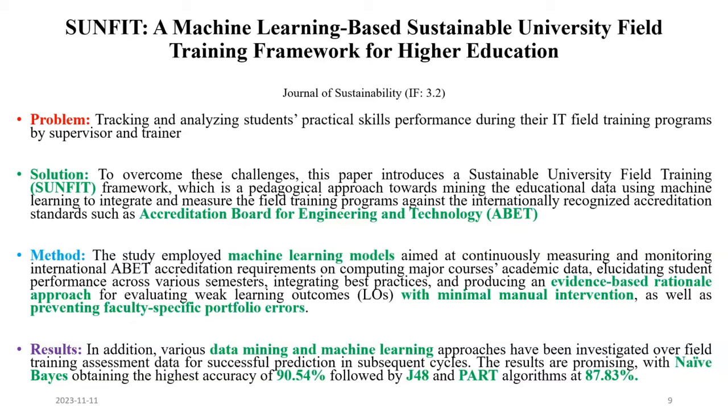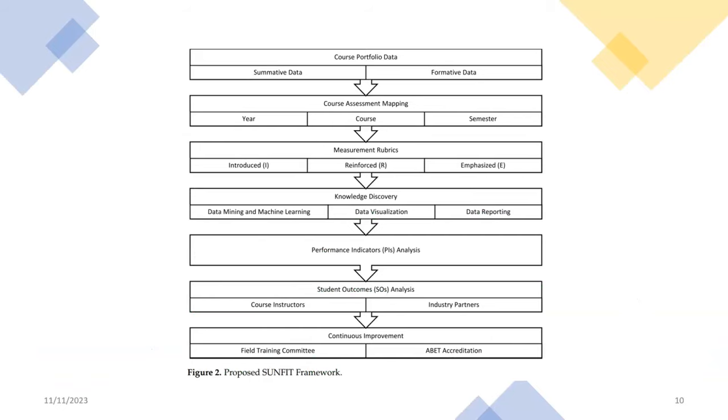So in this case, we picked three different machine learning algorithms, and we tested them: the naive Bayes algorithm, the J48 decision tree algorithm, and the PART algorithm. The best performing was the naive Bayes algorithm, with a result of 90.54%, while the other two had approximately 87.83%.